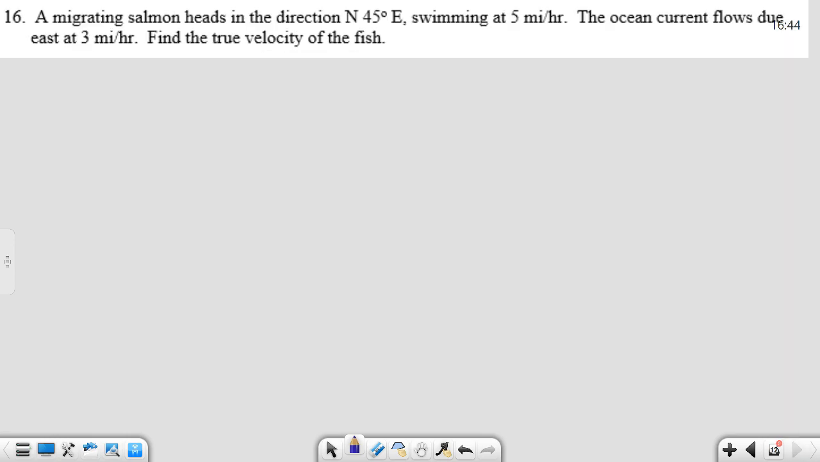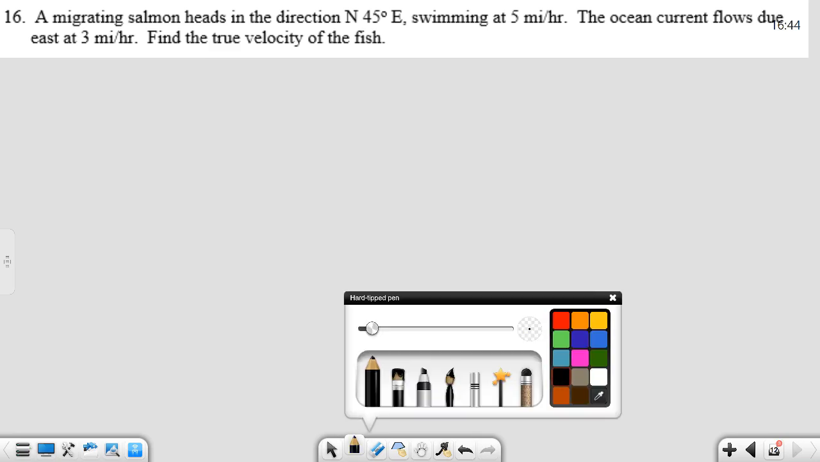Last one we're looking at together, and then we're done with all this. A migrating salmon heads in the direction of north 45 east, swimming at 5 miles per hour. The ocean current flows due east at 3 miles per hour. Find the true velocity of the fish.